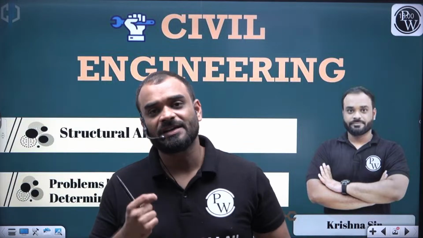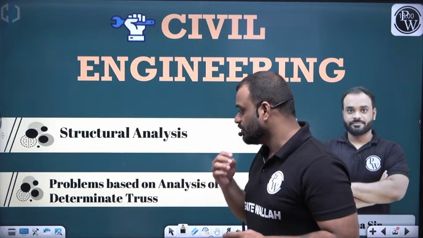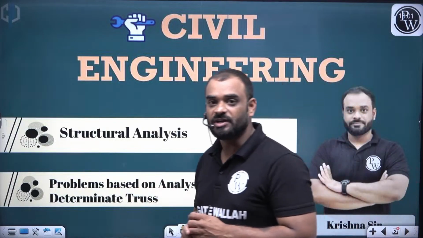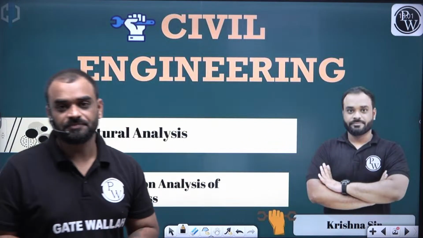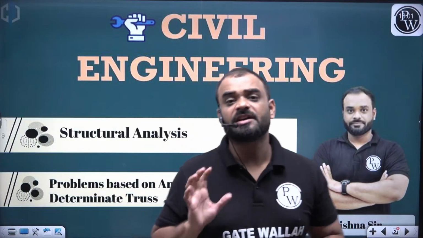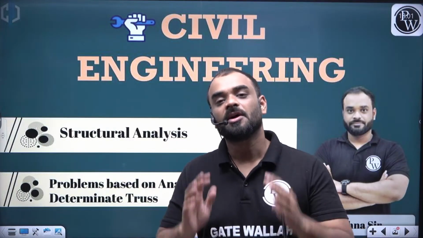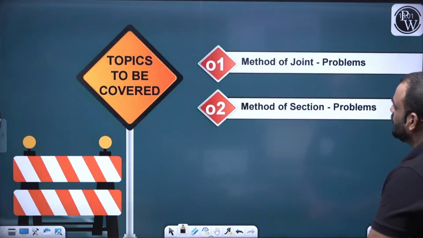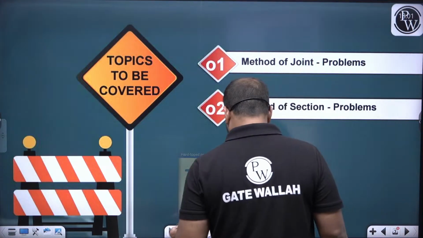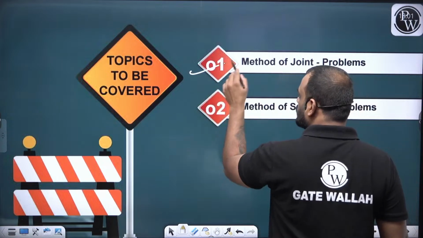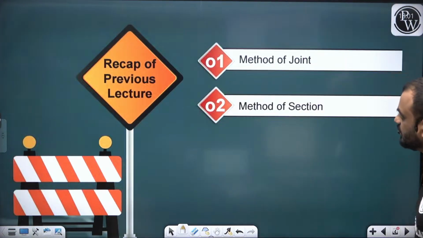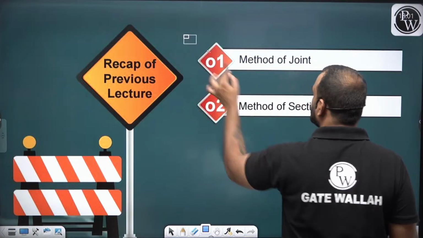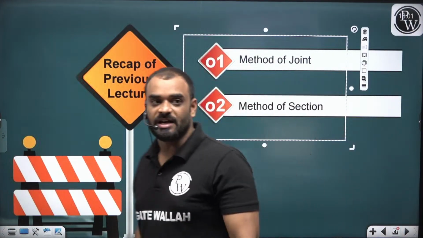Now in today's class, we need to discuss problems based upon the analysis of determinate truss. We need to understand how to solve questions related to determinate trusses by using the method of joint or method of section, right? So let's start this particular session, guys. These are the topics which we want to cover today, and these are basically our methods which we have already discussed in our previous class, the method of joint and method of section.